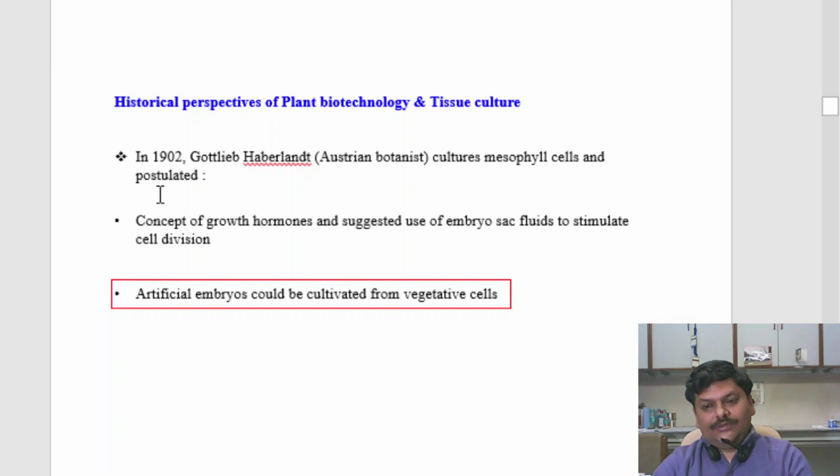This is one of the things which was proven right in the next 30-40 years, and which is being used these days. The embryos which we develop from vegetative cells are called somatic embryos. I will discuss somatic embryos either in the subsequent slides or in the next video, when I will be discussing the actual applications of plant tissue culture.